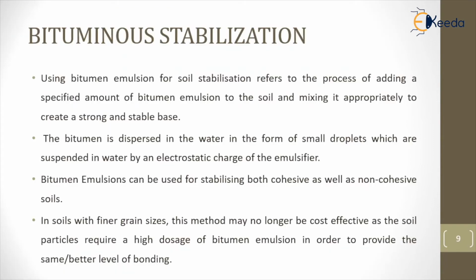In bituminous stabilization, we are adding bitumen emulsion to the soil and mixing it appropriately to create a strong and stable base. The bitumen is spread in the water in the form of small droplets to form an emulsion. The bitumen emulsion can be used for stabilizing both cohesive as well as non-cohesive soil, but it is not suitable for finer grained soil because it is not cost effective.